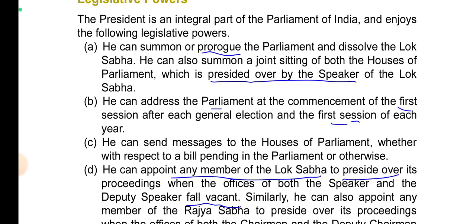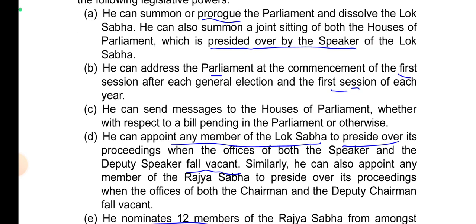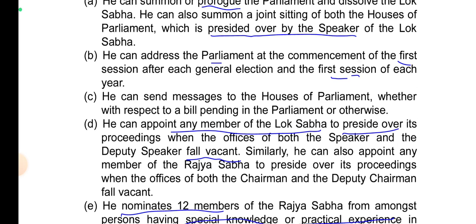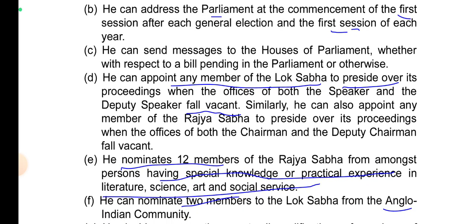He can summon or prorogue the Parliament and dissolve the Lok Sabha. He can also summon a joint sitting of both the Houses of Parliament, which is presided over by the Speaker of the Lok Sabha. He can address the Parliament at the commencement of the first session after each general election and the first session of each year.